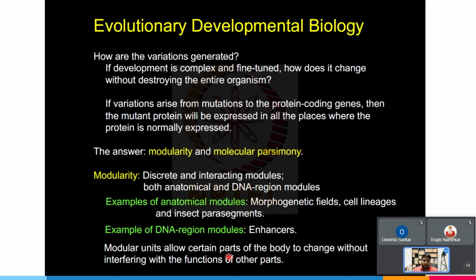Modular units allow certain parts of the body to change without interfering with the function of other parts. Because of a mutation or translocation event between chromosomes, an enhancer may shift to a gene which was not expressed in, say, a limb. If this gene now gives rise to a novel phenotype in that limb only, that can give rise to the variation for evolution to work on, since it does not hamper the entire organism. That is what modularity essentially means.